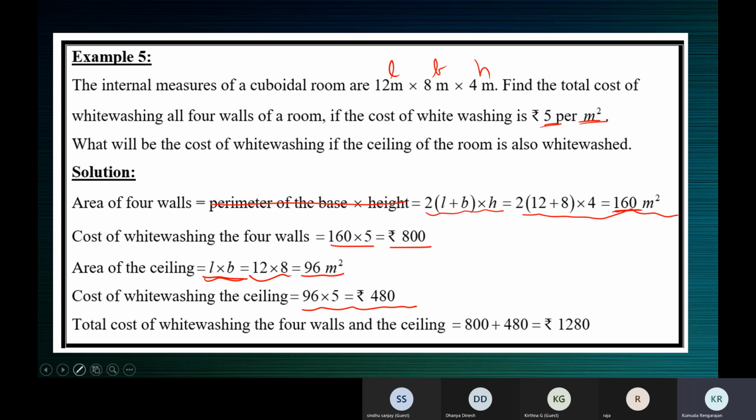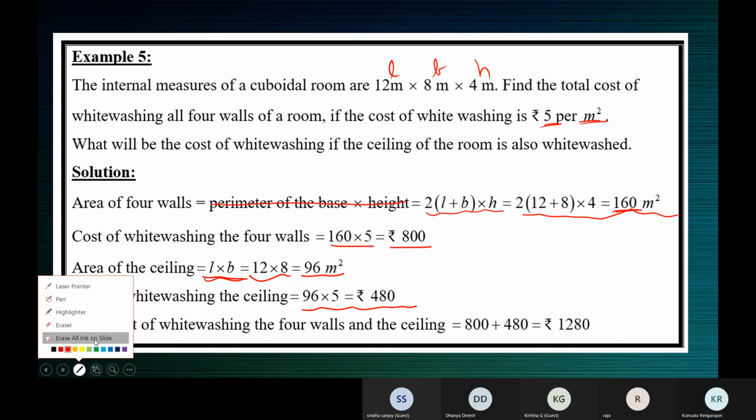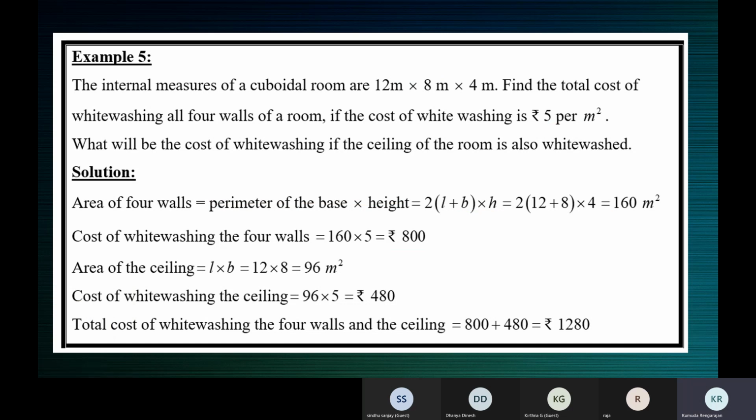Area of 4 walls. In this question, we are asked to find the cost of whitewashing the 4 walls first, and then supposing you whitewash the ceiling also. What is done before painting is whitewashing. Before painting, the surface is whitewashed. So if only the 4 walls are whitewashed, what is the cost? Supposing the ceiling is also whitewashed, then what is the cost? That's the question.